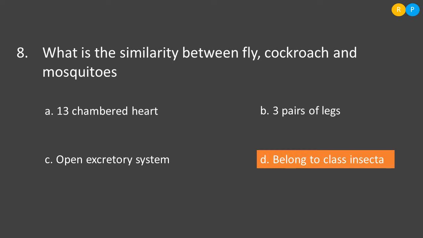Clear? Let us see option C, open excretory system. Open excretory system is not there in fly, cockroach and mosquito. Then option D, belong to class Insecta. Because of some similar characters, as I told, the fly, cockroach and mosquito, they all belong to the same class, that is Insecta. So the correct answer is option D.